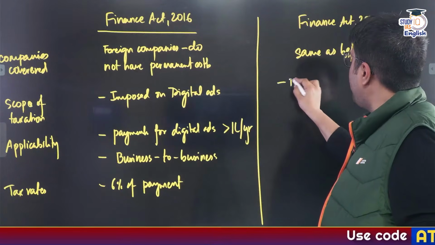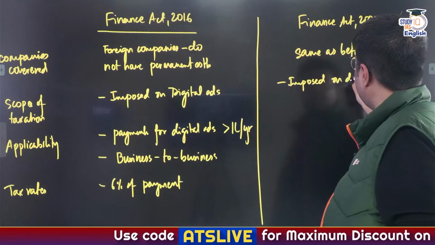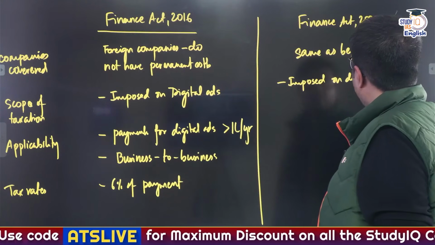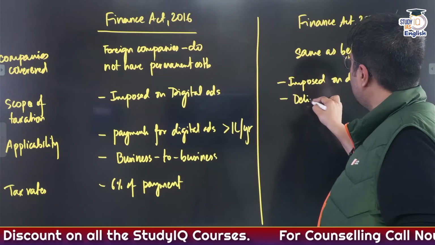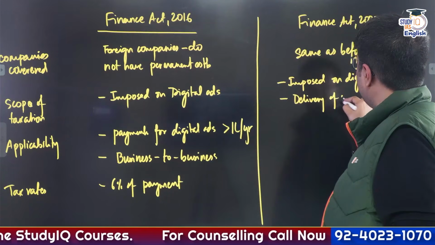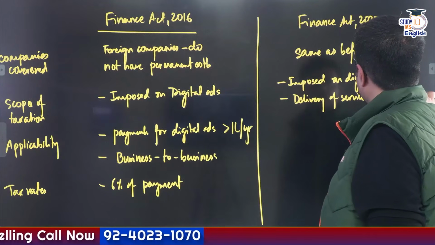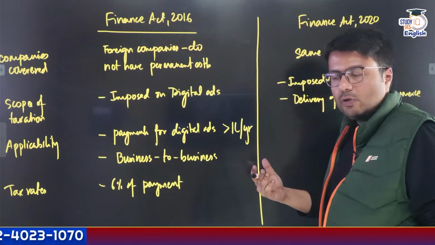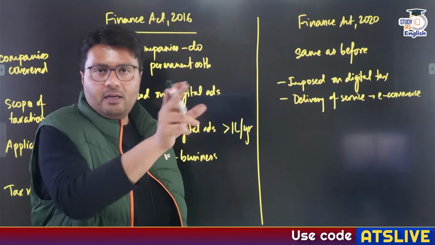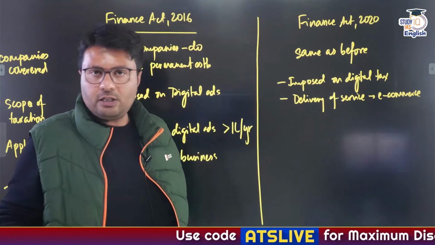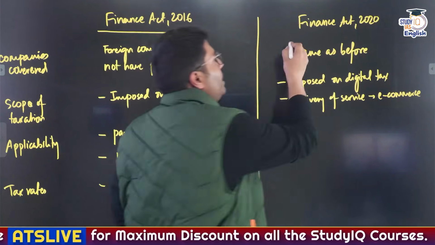Now the scope of taxation was imposed earlier on digital ads, but it was also expanded to the delivery of services by use of e-commerce. So for example, Netflix, which gives you access to movies and TV shows, when you make the payment, that is a subscription, a kind of service Netflix is offering. So that will be subjected to equalization levy after Finance Act 2020.